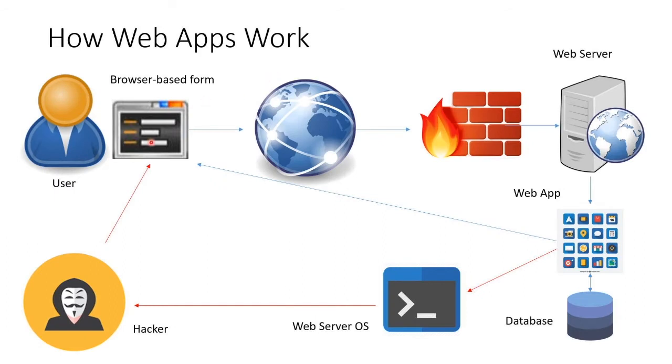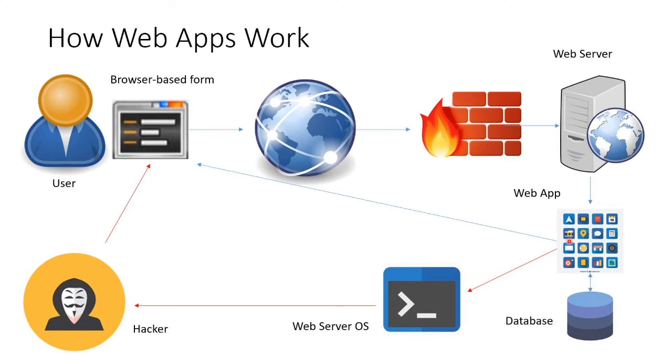So for example, here's just a regular user with a browser-based form, like log in or fill in your credit card information or whatever this form is. They're going across the internet, they're going through the external firewall to the web server, which is in a DMZ. At least we hope it is. The web server has web apps running on the web service. The web apps are going to talk to a database to keep track of what the user is doing, including their orders and the status of their orders.